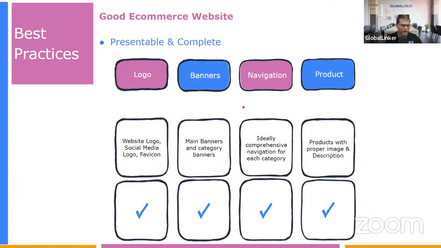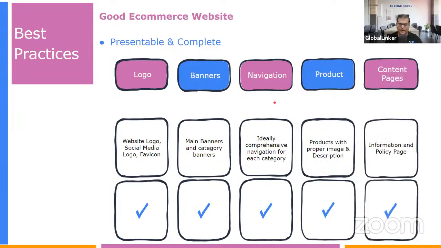The next is products. So you should have products with proper images and description. And the last one is content pages. That's where you should have at least one about us page. It is better if you can add more pages like our story, our vision, mission, or your history, how you have grown over the years. It is always better to have more content on the website, but at least have an about us page on your website. So that's the information page.